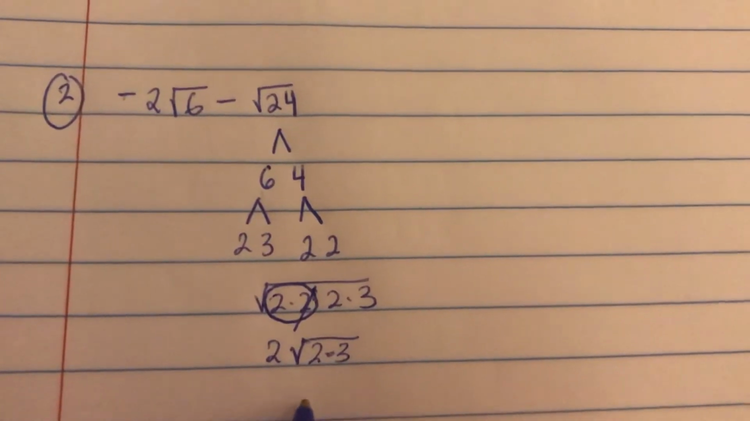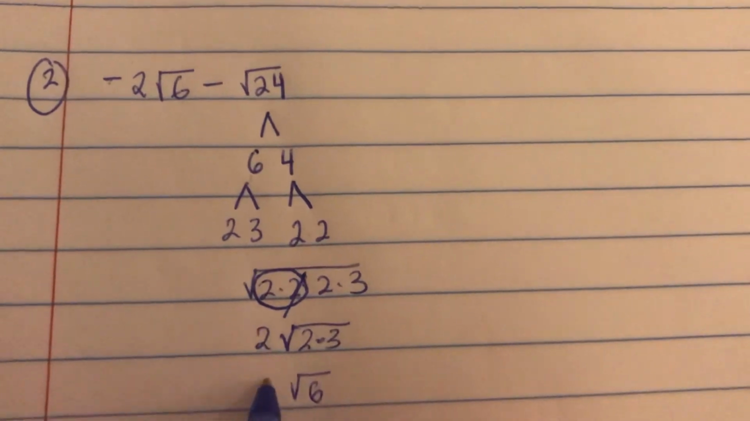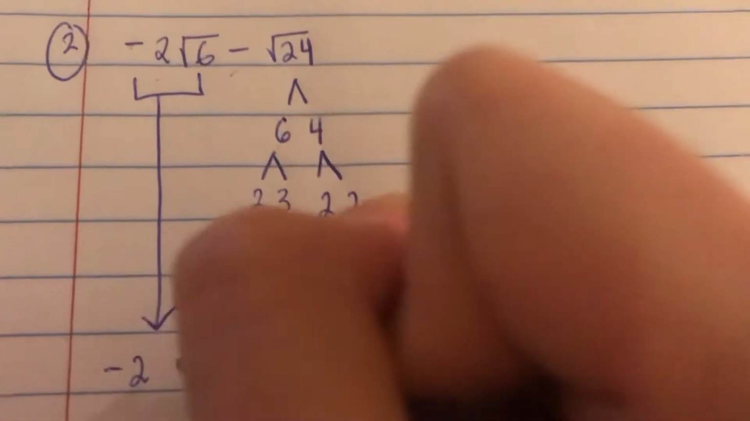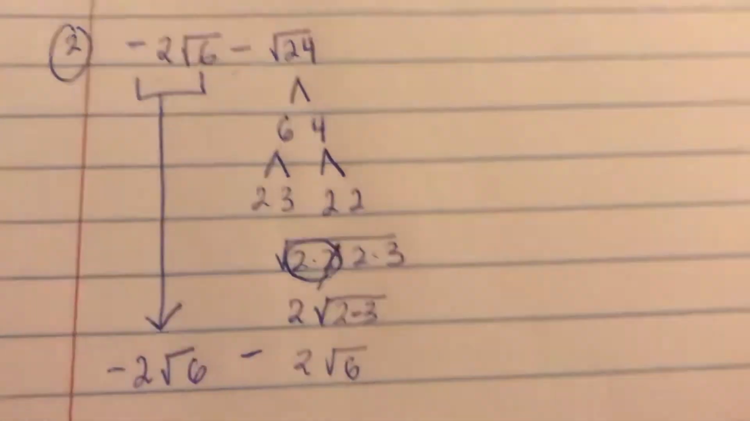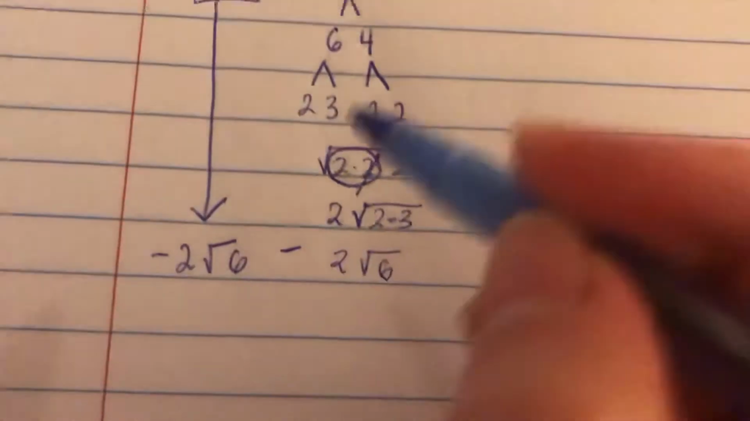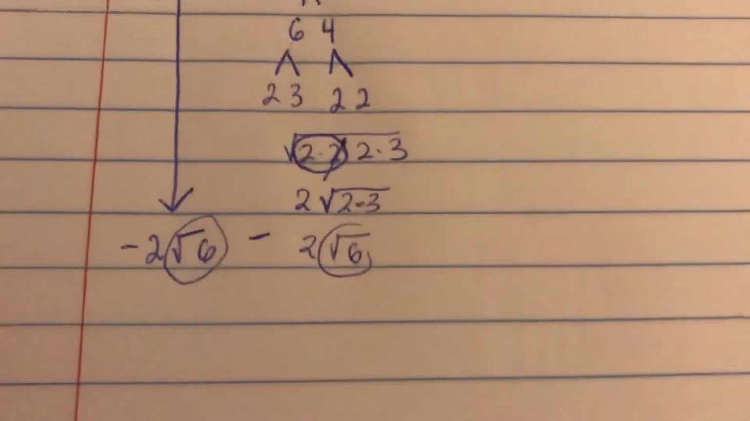2 times 3 is 6. So I'm just cleaning this up a little bit. Bring down that 2. Don't forget to bring down that minus sign, okay? And don't forget to bring down that minus 2 square root of 6, okay? And look, now I have a common square root. And my common square root, boom, square root of 6.